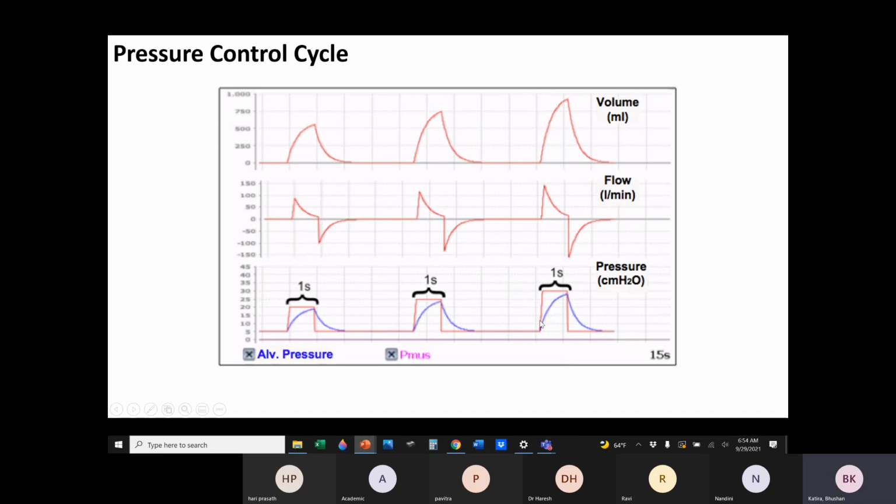Now, if you don't change the I time, but you change the difference, like the pressure gradient, so you keep increasing the inspiratory pressure, then again, your peak inspiratory flow will increase because the pressure gradient has changed, and the tidal volume will increase. But it will not change the difference between the peak airway pressure and the alveolar pressure, which is very minimal in all three examples. That will remain very, very similar.